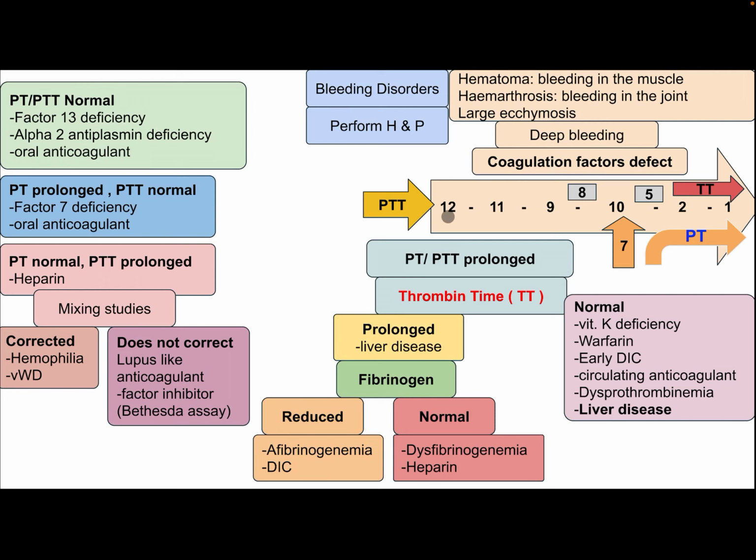Coagulation cascade: from factor 12, factor 11, factor 9 with the help of factor 8, factor 10 with the help of factor 5, factor 2, and factor 1. Extrinsic pathway with factor 7. Intrinsic pathway factors 12, 11, 9, and 10 will be measured by PTT, and PT will measure factor 7. TT will measure the last step of the coagulation, conversion of factor 1 from fibrinogen to fibrin.